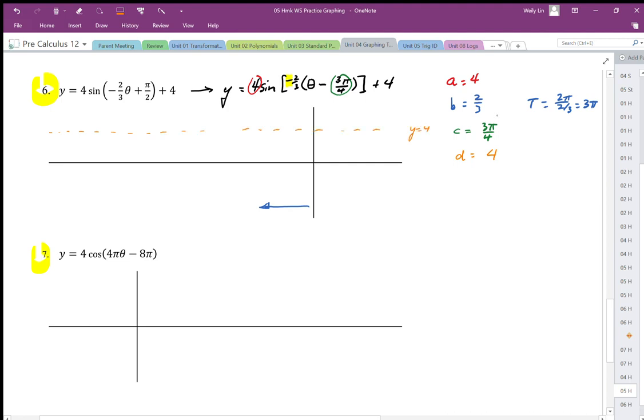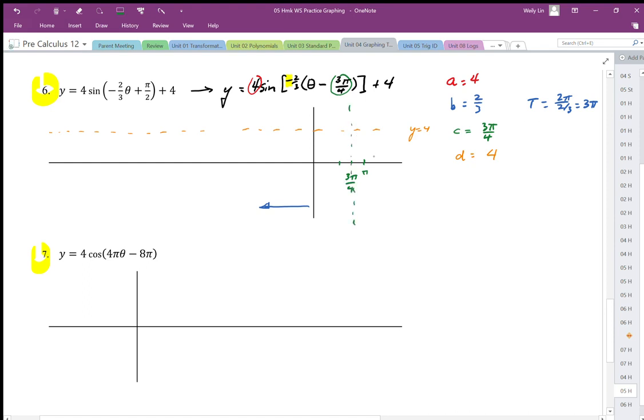And then my horizontal shift is pi over 3. Sorry, 3 pi over 4. So I'm going to say that that's about pi here. And so that's going to make 3 pi over 4 right about there. So that's going to represent my starting position. And I'm going to go from right to left.